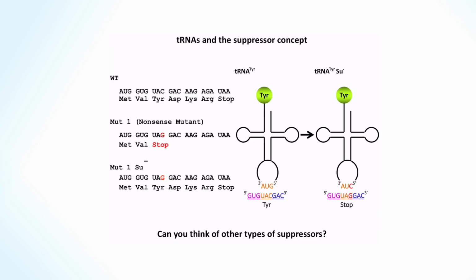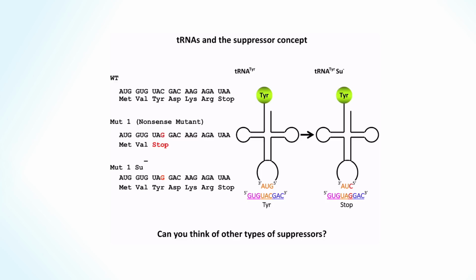We have discussed intragenic suppressors, that is, mutations that either reverse mutations to restore function or second mutations that compensate for the initial mutation. In the screens for suppressors, mutations in tRNA genes can also result. In this example, we have an idealized protein coding sequence and a mutation in the second codon, changing it from UAC tyrosine to UAG stop.